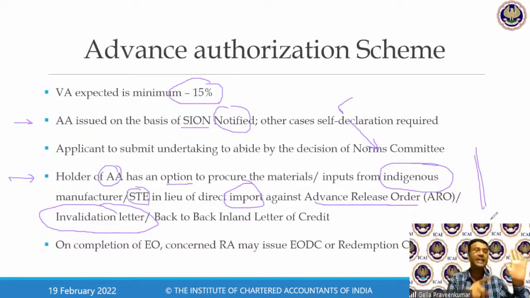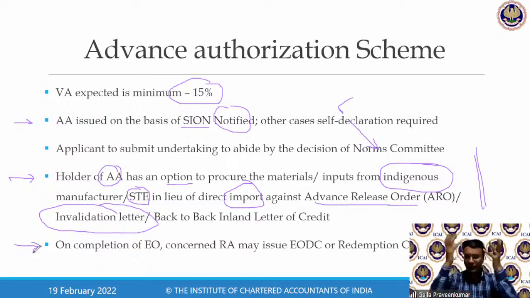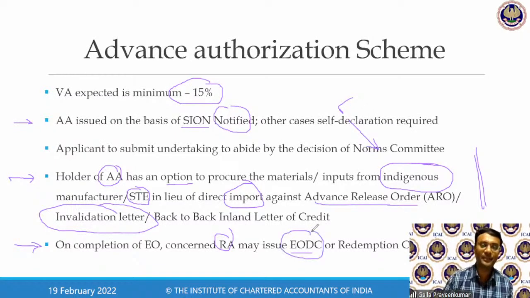Now, this is the connectivity of my policy under foreign trade policy, which was brought into my GST law called deemed exports. Now, once I complete my export obligation, sir, I have, you said 15% minimum value addition is required. I did that. What do I have to do? The RA issues something called EODC, the Export Obligation Discharge Certificate. He relieves Priya from the obligation of this advance authorization. The Export Obligation Discharge Certificate is otherwise called a Redemption Certificate.